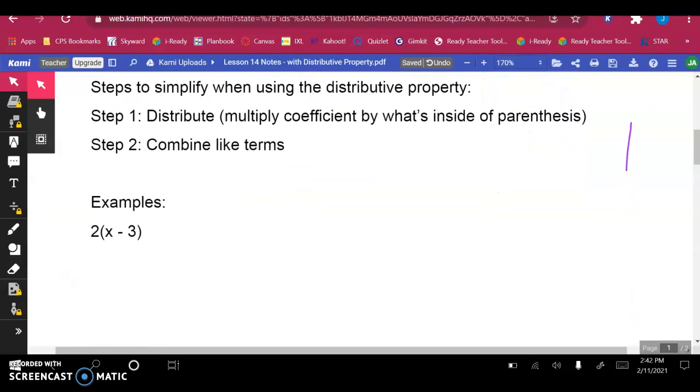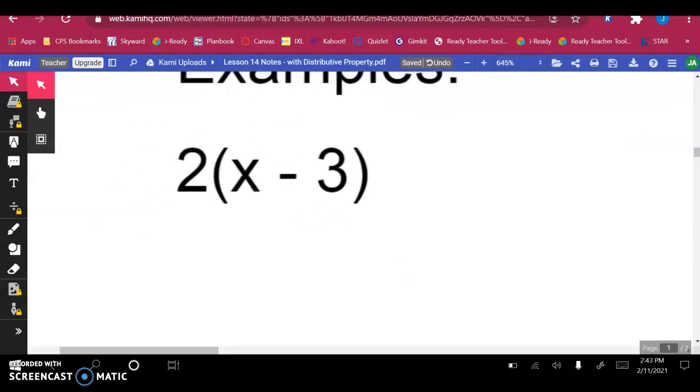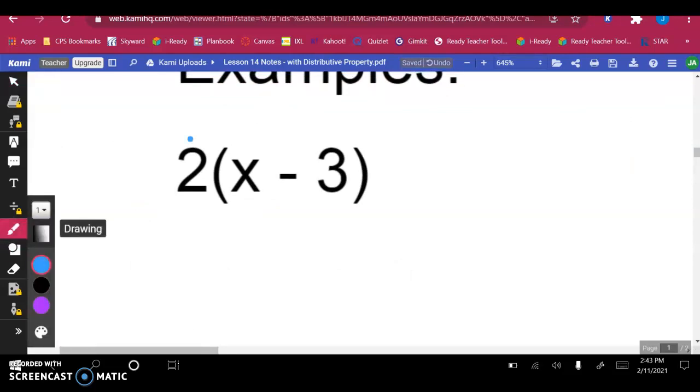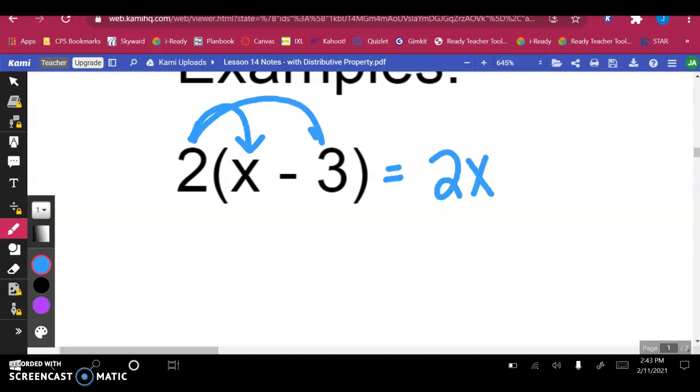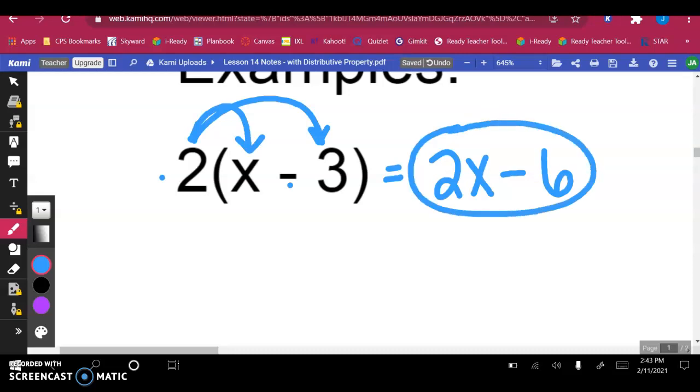Okay, so that's what these steps say. Step number 1, distribute. Then step number 2 is to combine your like terms. So for example here, we have 2 times the quantity of x minus 3. So I have to distribute this 2. So I have to do 2 times x. We just write 2x. And then 2 times this 3 is 6, but 2 is positive and this 3 is negative. So positive times a negative is a negative, so it's going to be minus 6. And then you look, can you combine 2x and 6? No, they're not like terms, so then that is your final answer.